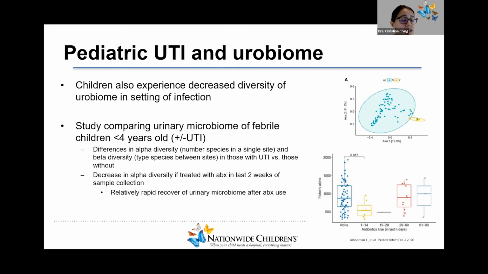Children have been found to have less diversity of their urobiome in the setting of infection. In the study of children less than 4 years old being evaluated in the ED for fever with catheterized urine samples previously discussed, they found a difference not only in the alpha diversity, which is the number of species in a single site, but also the beta diversity, which is the type of species between sites, in those with the UTI versus those without, with this figure representing those differences with those having a UTI in yellow and those without in blue. Similarly, they found a decrease in alpha diversity if the patient had been treated with antibiotics in the last 2 weeks of sample collection, with otherwise a rather rapid recovery with return of the urinary microbiome by 1 month after treatment.